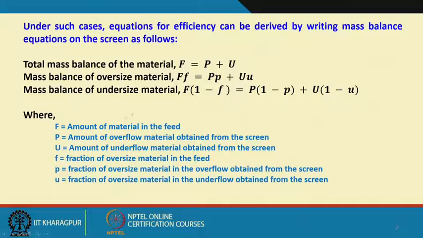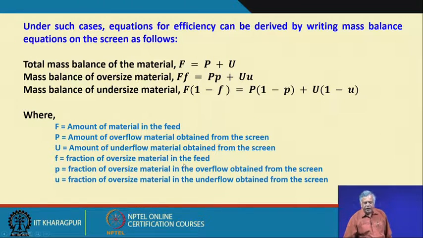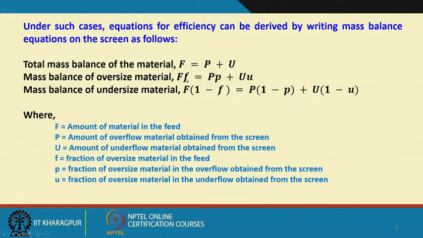So, if I represent that with small f, that is the fraction of oversized material in the feed, say it is 40%. So, if it is 40%, that means I have got 40 tons of material out of my 100 tons of feed which is coarser than 5 millimeter. So, how much will be finer than 5 millimeter? The remaining 60 tons. So, that is the small f.